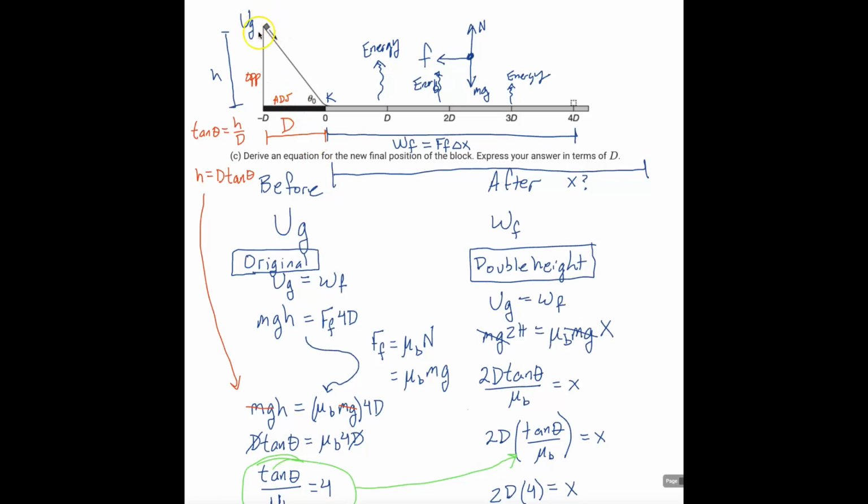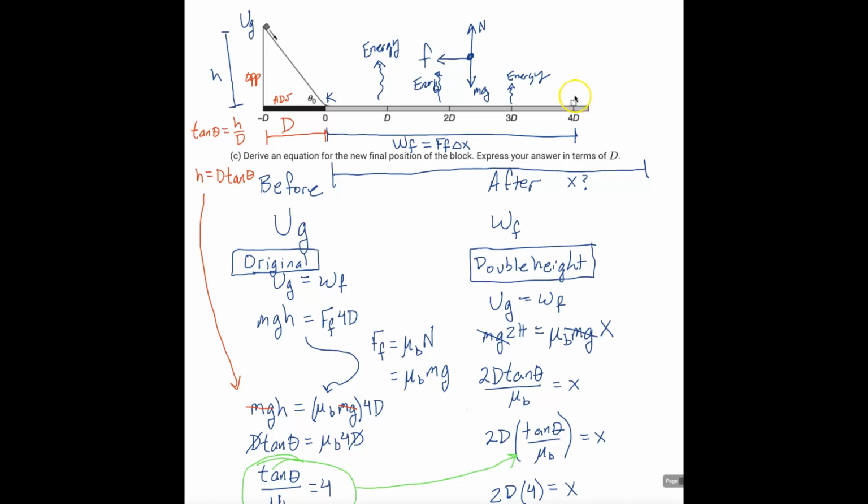At the very top, you've got a block, and it has potential energy due to gravity there. And then it slides down this incline, and there's no friction at all. So we don't have to worry about friction on that part at all. And then it comes down, and this is where it has the most speed. But unfortunately for the block, it encounters friction as it moves across this surface. And so then it stops at 4D.